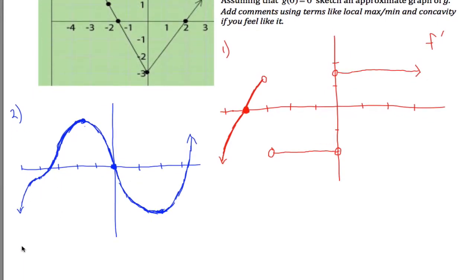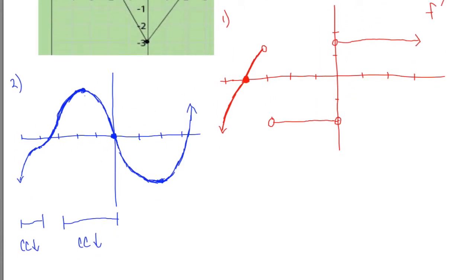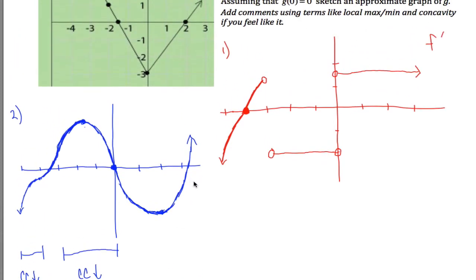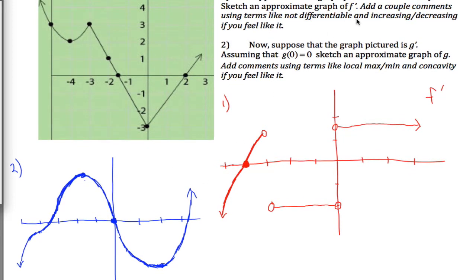Maybe I'll even make note of that. From here to here, and then from here to here, we're concave down. And then maybe in another color, from here to here, and then from here this way, we're concave up. What are some other little notes that I could throw in here? Well, let's see. I guess we have, maybe I'll just quit it here.